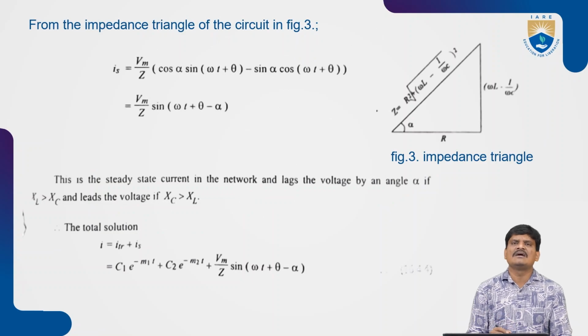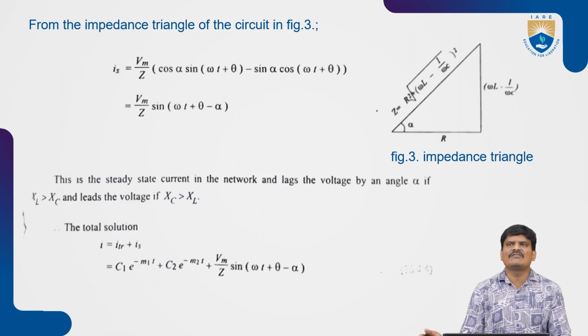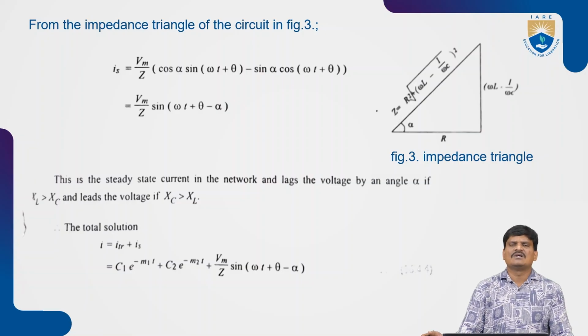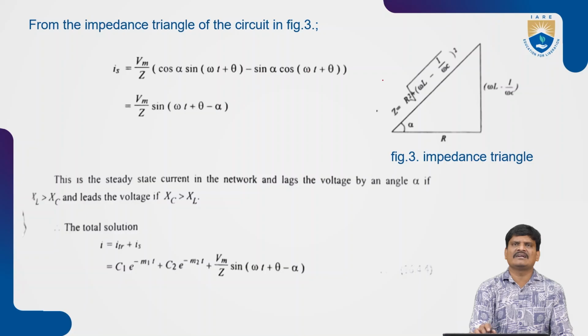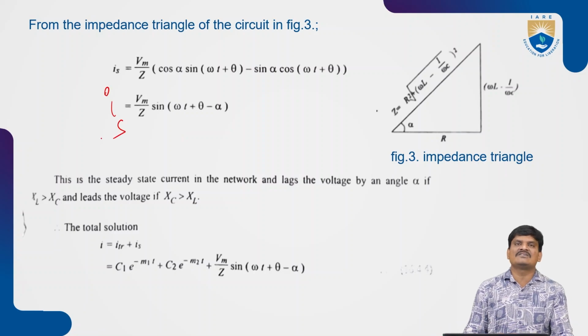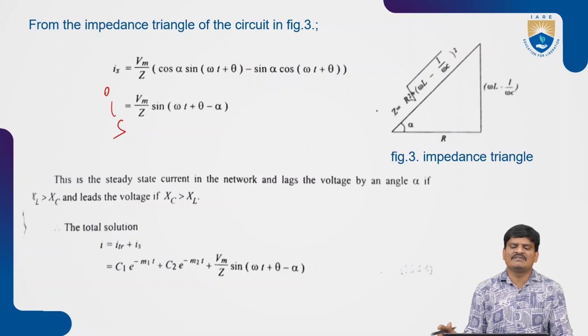And after replacing that, I am going to get the expression like cos A sin B minus sin A cos B, which can be written as sin of A minus B. So after using the impedance triangle approach, the expression for the steady state current is rewritten as Vm by Z of cos alpha into sin of omega t plus theta minus sin alpha into cos of omega t plus theta. Cos A sin B minus sin A cos B can be written as sin of A minus B. So this is the total expression for the sinusoidal steady state response of a current.